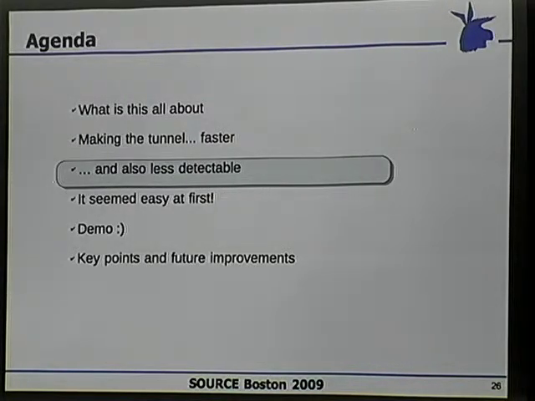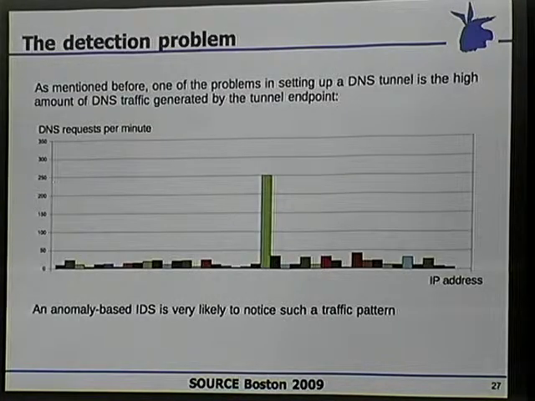Now the stealth part. So again, we have a slightly faster tunnel. The problem again is that our agent will create a massive amount of DNS traffic. If we map the DNS requests per minute on the y-axis and IP addresses on the x-axis, we will see that we have some guy in there performing a massive amount of requests. Any anomaly-based IDS is very likely to notice something like that. So the idea was, how can we take the same amount of traffic and spread it all over the network segment?